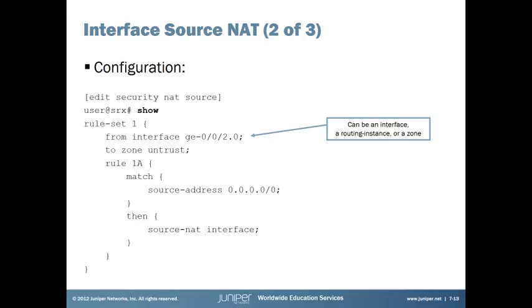You could put a routing instance there as well, which may have multiple zones associated with it, and they will be matched against that configuration. So you can match an entire zone or an entire routing instance in the from, but then you could go more specific with source address if you just wanted to map some of those addresses for whatever reason.